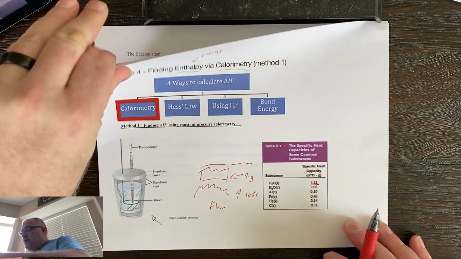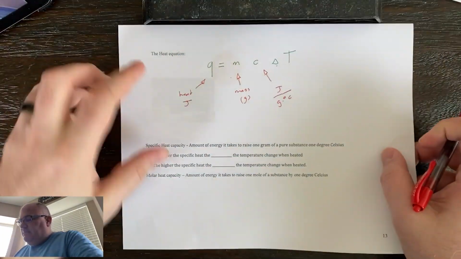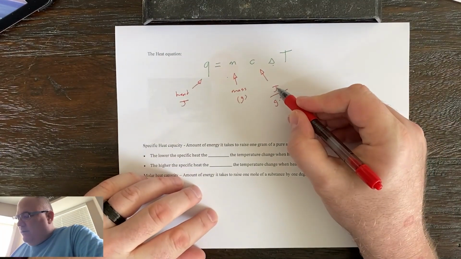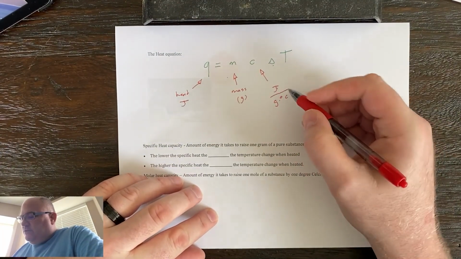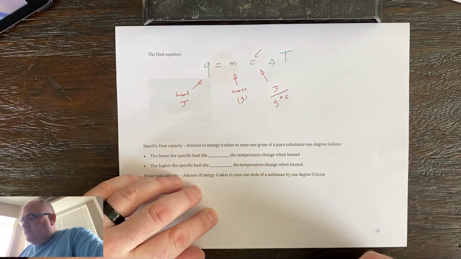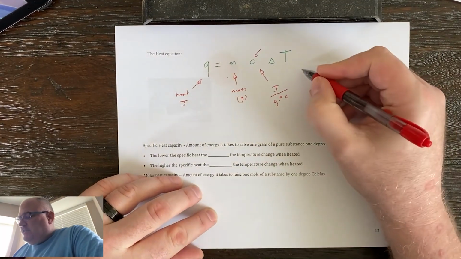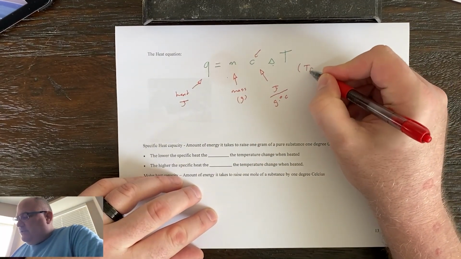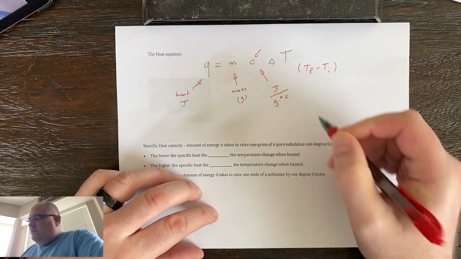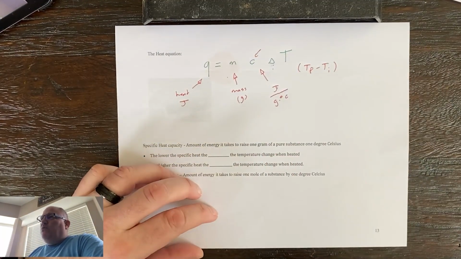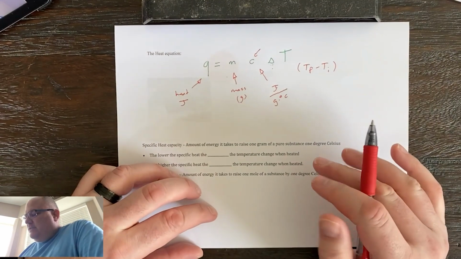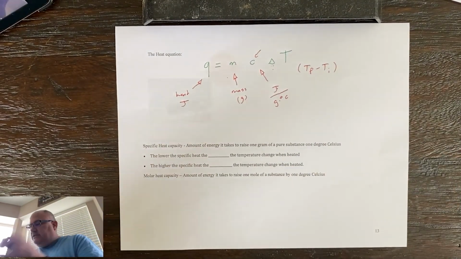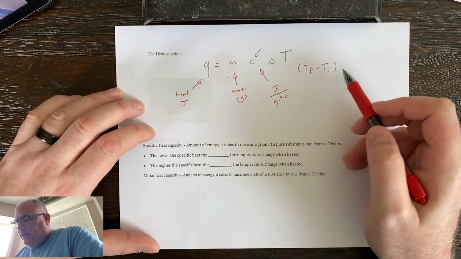So when we come back to our equation, this is the amount of energy required for any specific material. Every single material has a unique specific heat. Change in temperature is your final temperature minus your initial temperature. Whenever you're doing a change, it's almost exclusively final minus initial. So if you ever find yourself wondering what to do next, change in temperature is always final minus initial.